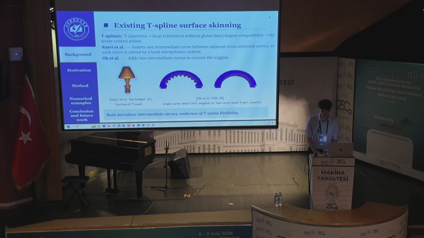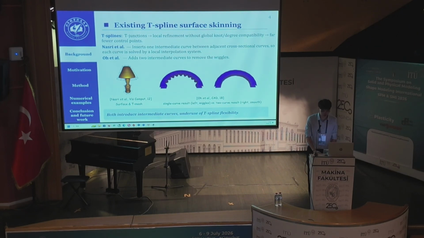Two T-spline skinning methods already exist. Nasri and colleagues separated each pair of adjacent curves with a single intermediate curve, so that each curve can be interpolated locally. Ou and his colleagues instead add two intermediate curves to preserve shape, but both of them introduce intermediate curves, which add extra control points and don't fully exploit the flexibility of T-splines. And this is exactly what our method sets out to address.